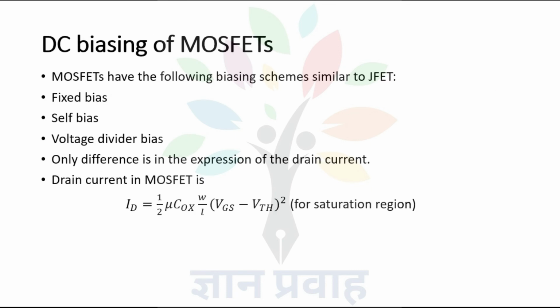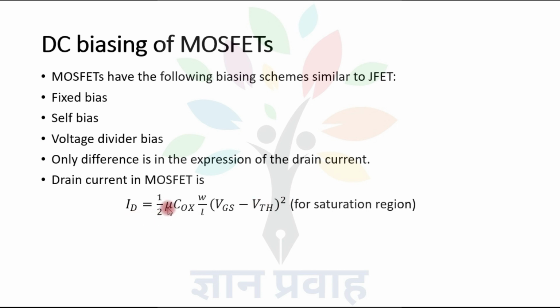DC biasing of MOSFETs. Similar to JFET, the DC biasing techniques can be applicable for MOSFETs also. But in case of MOSFET, there is a minor difference, and this difference is in the output current, that is the drain current equation. In JFET, we are using Shockley's equation for calculation of drain current. But in case of MOSFET, the current is not following the Shockley equation, it is something different, and it is equal to 1 by 2 mu Cox W by L (VGS minus VTH) square.